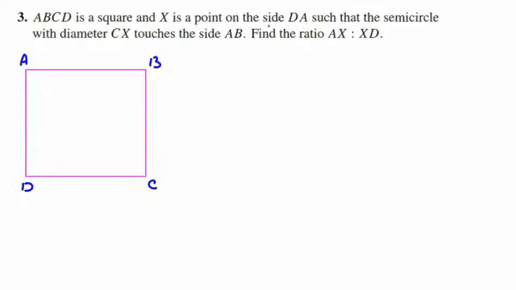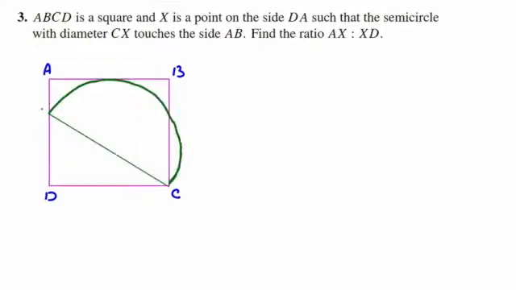ABCD, and then it says okay, X is a point on the side of DA such that the semicircle with diameter CX, for example this one, should be something like this. Okay. So let's draw a better figure. Okay, so AX is this, the center is some point here. It is O. And it says find AX over X.